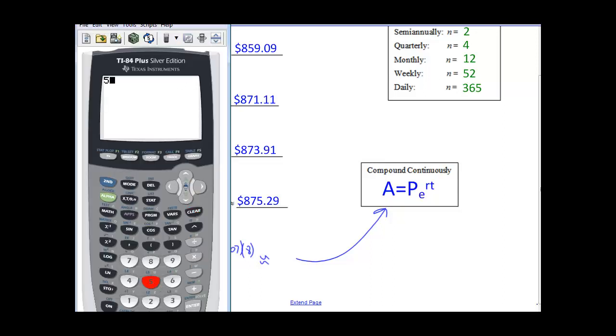Check the calculator real quick. We're going to go 500. My little e button is a second ln down here, and we're going to raise this to 0.07 times 8. When we hit enter, we get $875.34. So that's continuously compounding your interest as much as we can.